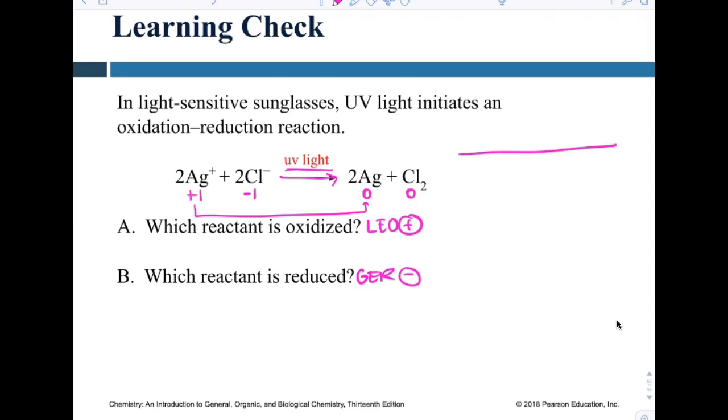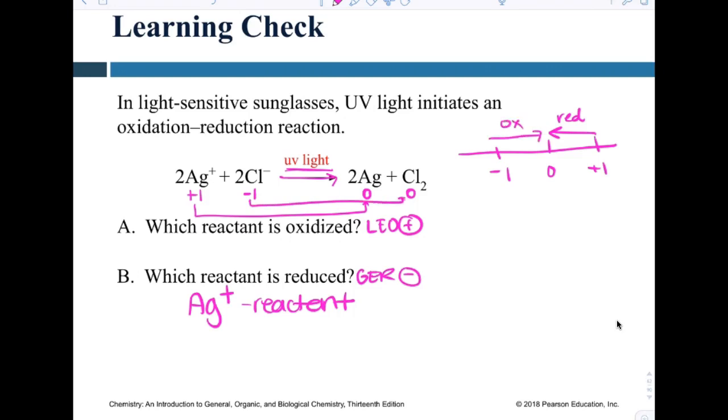Well, you pull out a number line if you want to. Don't be afraid to get a number line out if it helps. So going from +1 down to 0, this is reduction because it's getting more negative. And so what's getting reduced? The silver ion is getting reduced, not the silver neutral, the silver ion, the reactant. So you must have a reactant that is getting oxidized or reduced. Looking at the chlorine, it's going from -1 to 0, so it's going this way. This way is oxidation, getting more positive, so my Cl-, the reactant chlorine, not the product chlorine, is getting oxidized.